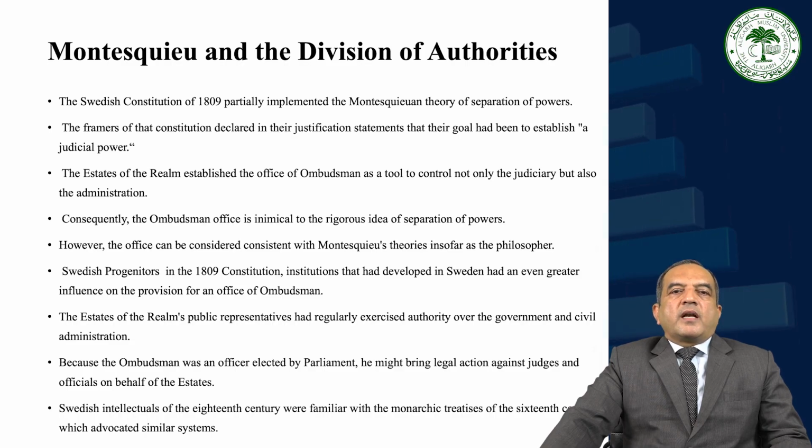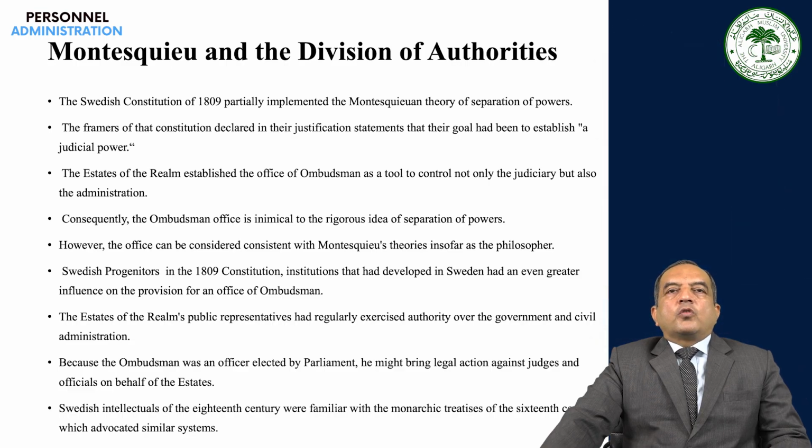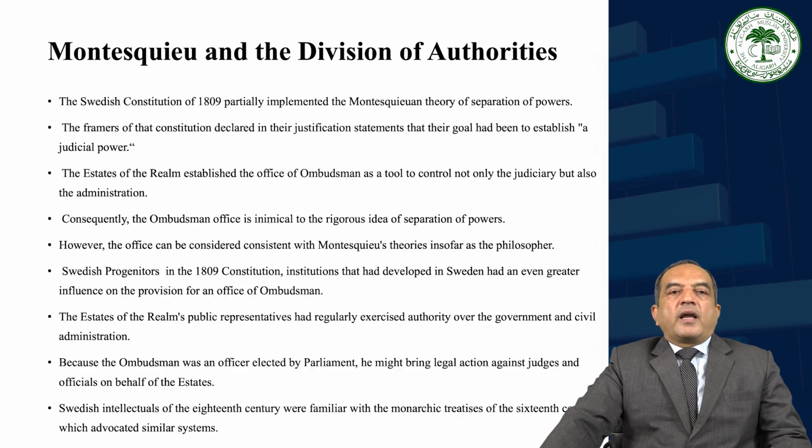The Swedish constitution in 1809 partially implemented the Montesquieu theory of separation of powers. The framers of that constitution declared in their justification statement that their goal was to establish a judicial power independent under the laws but not dominant over them, a legislative power wisely avoiding haste in action but firm and strong in resistance, and a governing power active within predetermined forms.